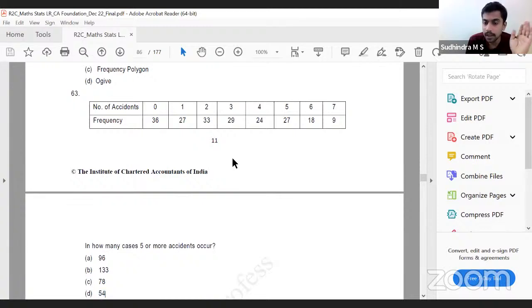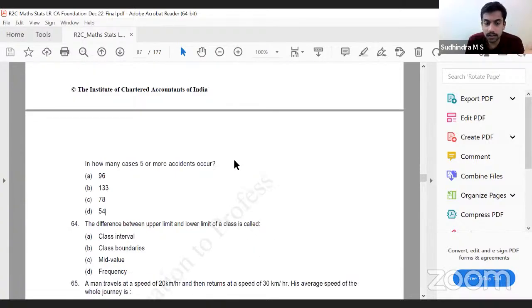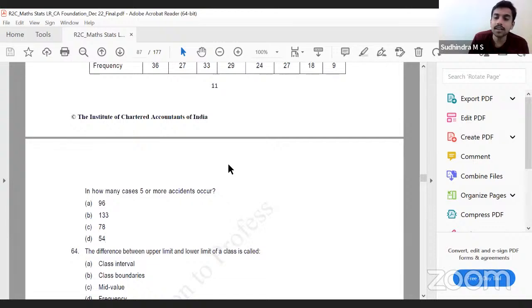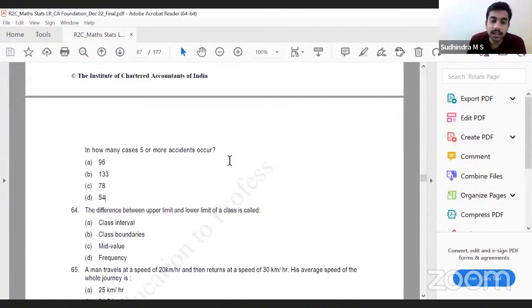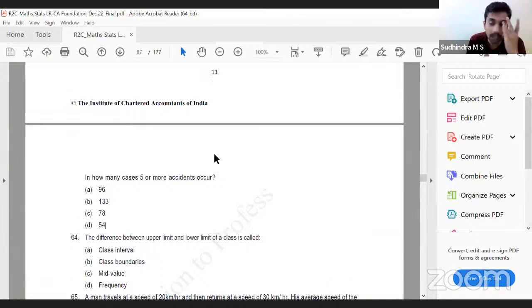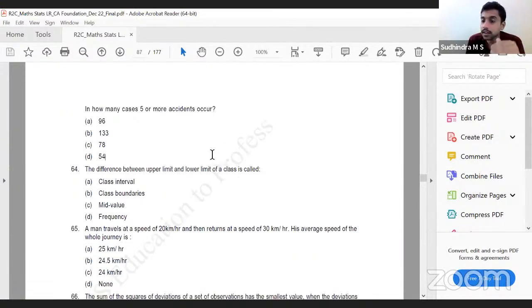Understanding? Simple questions, right? These kind of questions can be as simple. Difference between upper limit and lower limit of a class. Class interval, right? So these are the 4 questions from the first chapter which was asked. Next, from the second chapter.